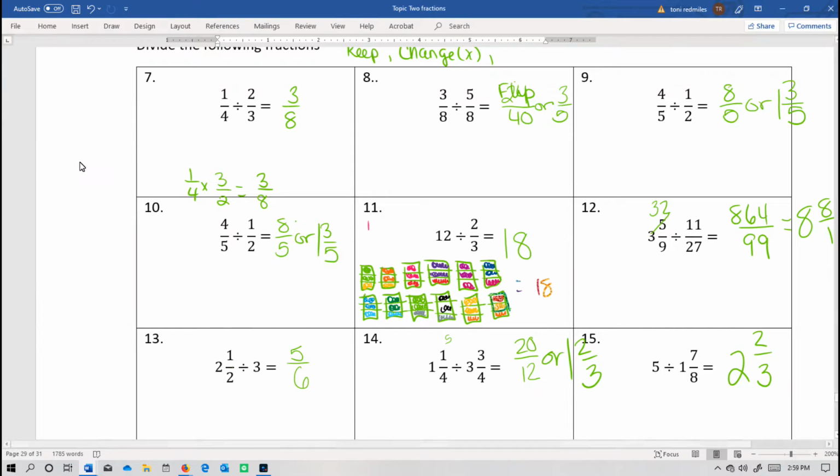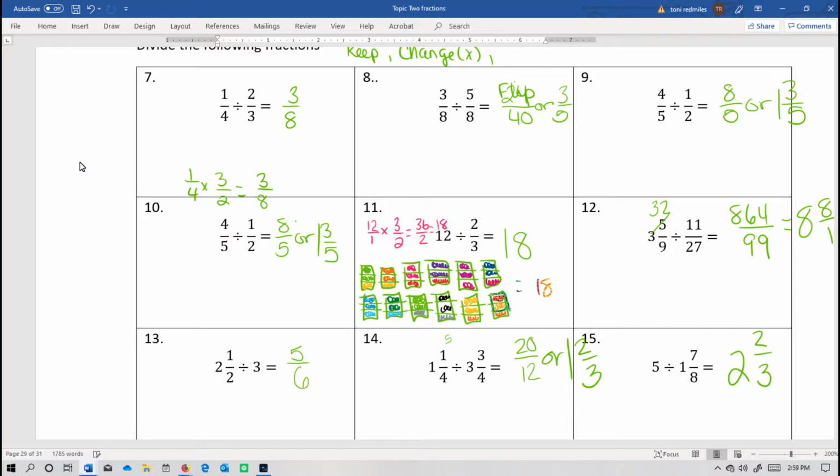By keeping this first fraction, first I got to turn the 12 into a fraction. Remember, that's just throwing 1 underneath. Changing the division to multiplication and flipping the second one. Okay, so 12 times 3 is 36, and then 2 on the bottom. 2 into 36 goes 18 times.